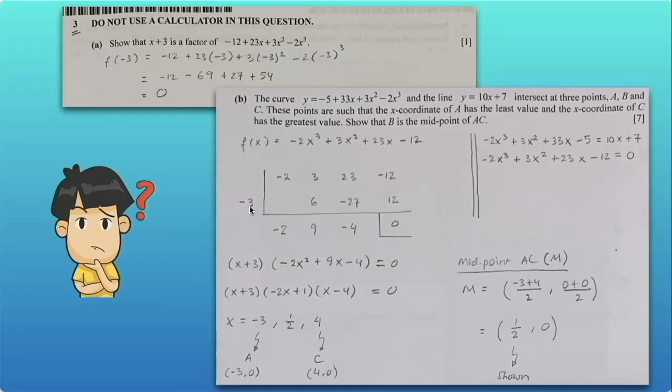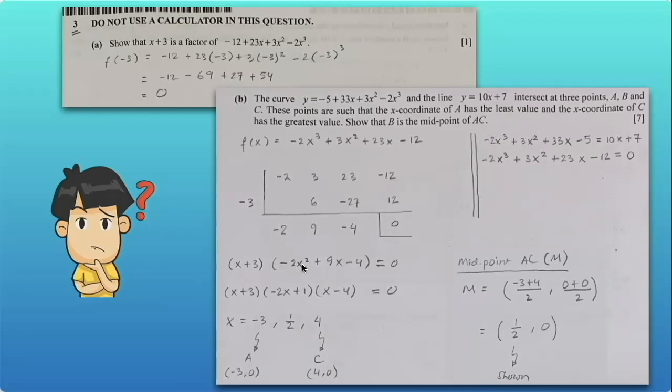9 times -3 equal to -27. We add these two and we get -4. -4 times -3, that's equal to 12. -12 plus 12, that's equal to 0. So x plus 3 is one of the factors of f of x here. And these are the coefficients of quadratic expression.